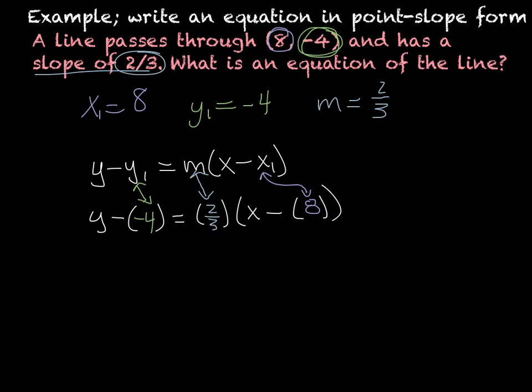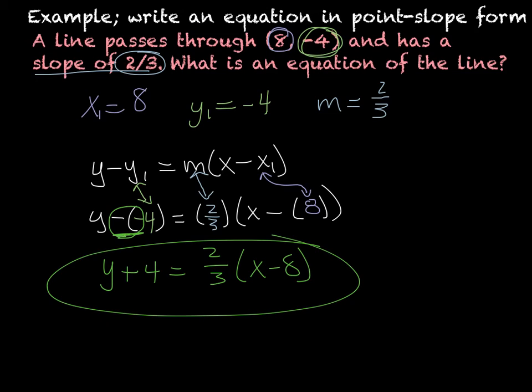So now when I simplify this, I have a double negative here. So y plus 4 equals 2/3 times the quantity x minus 8. And that is your final answer in point-slope form.